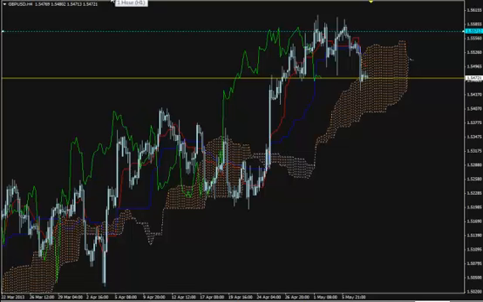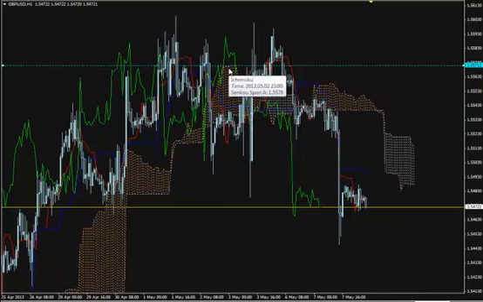The picture on the H1 chart is bearish. We see a bearish leading Kumo. We see the price going sideways, the Chiku span below past price action. Kijun-sen above Tenkan-sen, we had a bearish crossover.